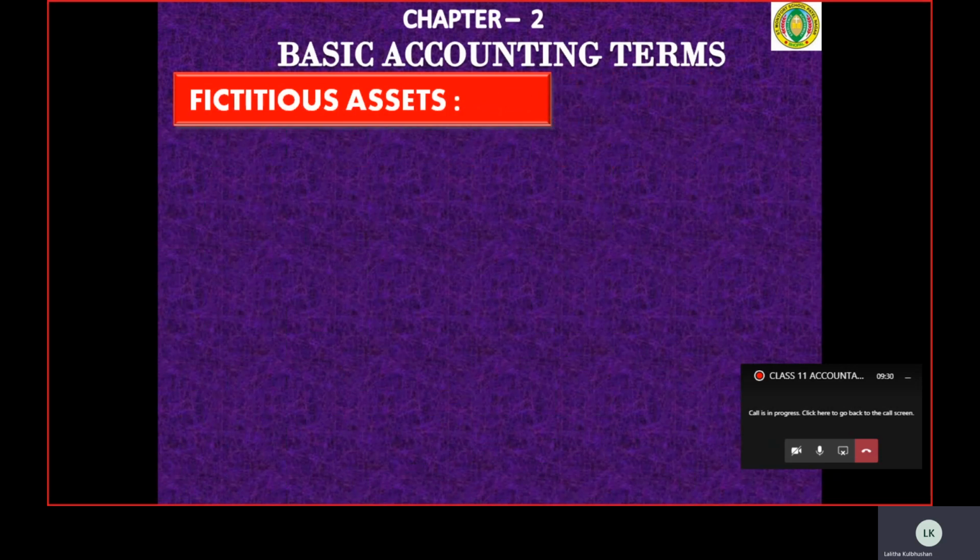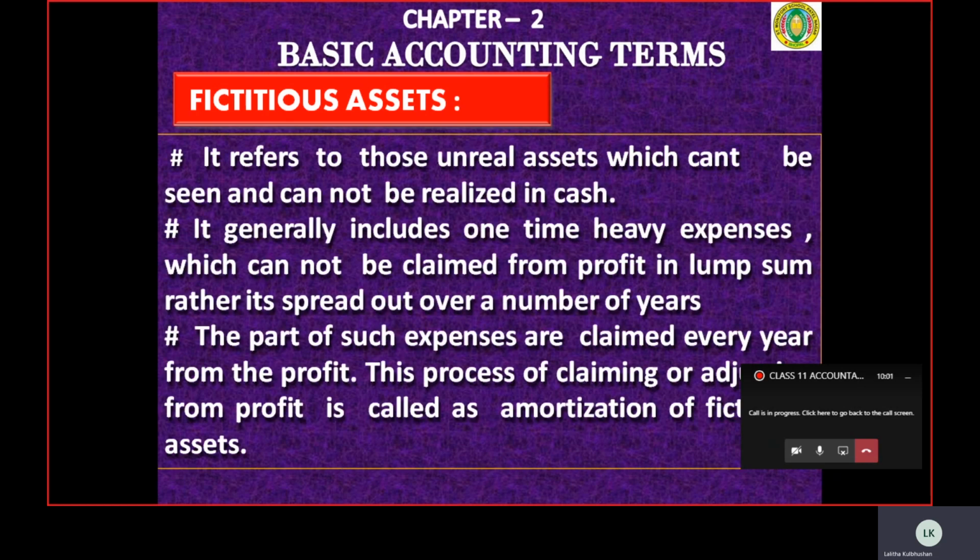So we discussed the two classifications of the assets, and the third and last category of the assets which we are going to discuss here is fictitious assets. The term fictitious basically means something which is not real, something which is unrealistic. So children, let's see how we can correlate the term fictitious with the assets. This is the next thing we are going to discuss here.